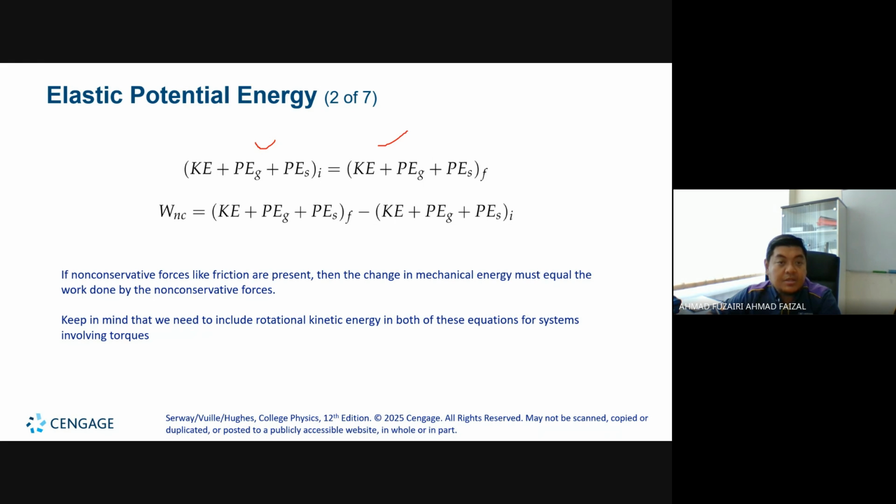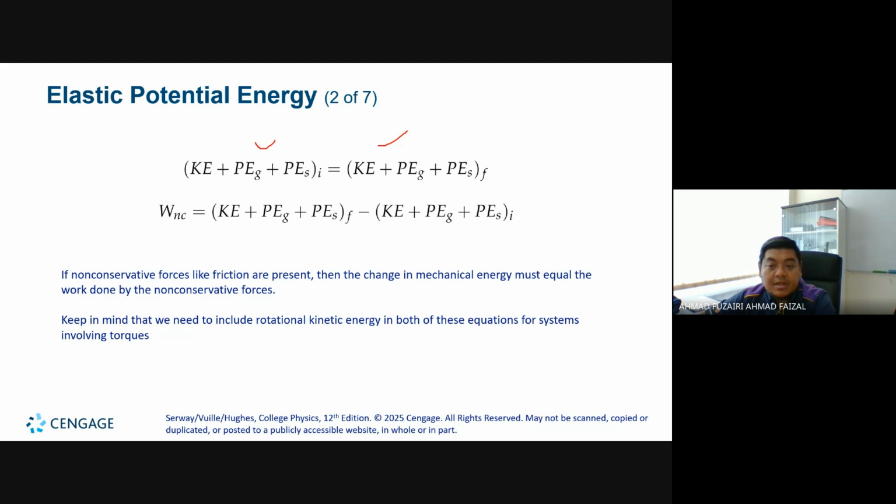You can see here there's a KE, which is the kinetic energy, a PE for the gravity, and also PE, potential energy, of the spring. If non-conservative forces like friction are present, let's say there is friction inside the gun, then the change in the mechanical energy must equal the work done by the non-conservative forces.